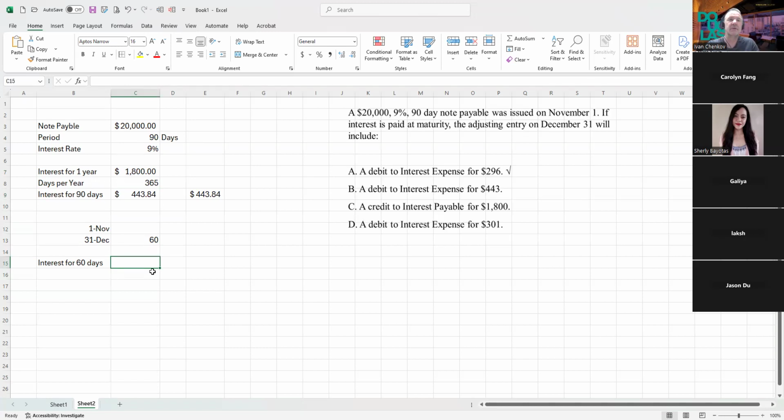So what do you have to do? Here, I can go this way. 20,000 times 9% times, in the brackets, will be 60 divided by 365.